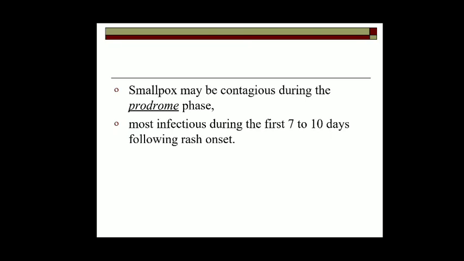So coming to the smallpox, it is contagious during the prodrome phase, once the initial stage is starting, meaning once the rash has started to appear on the body. It is up to 4 days, we can say, and smallpox is more infectious from the first 7 to 10 days, meaning once the rash started to appear on the body, it is capable of infecting other people from 7 to 10 days from the onset of the initial symptom.